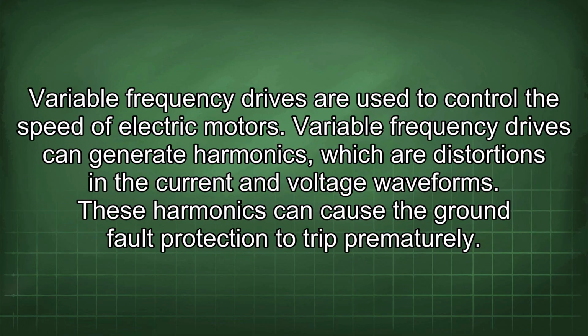Variable frequency drives are used to control the speed of electric motors. Variable frequency drives can generate harmonics, which are distortions in the current and voltage waveforms. These harmonics can cause the ground fault protection to trip prematurely.